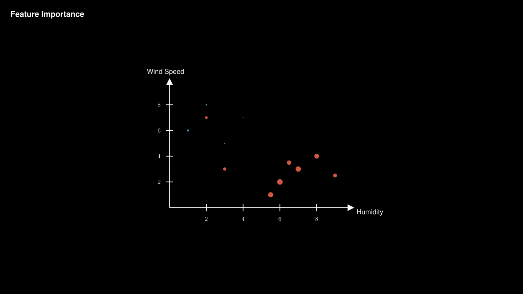Now let's apply this to real data. Here are 20 weather observations with 2 features, humidity and wind speed. We're predicting rain or no rain. Blue dots are no rain, red dots are rain. Notice the pattern. Rain tends to happen when humidity is high and wind speed is low. But there's noise, so no single rule is perfect. We'll train a random forest with 3 trees and compute feature importance from scratch.